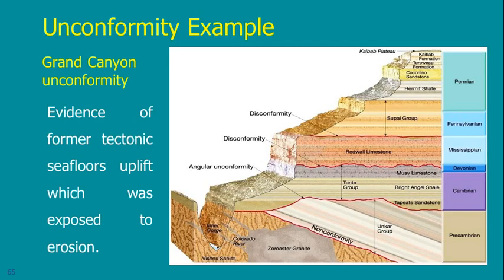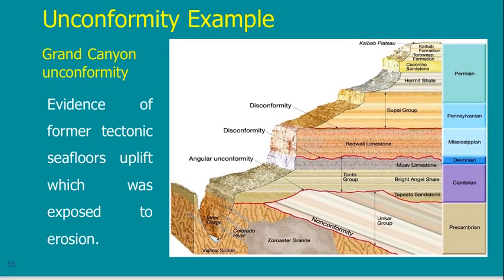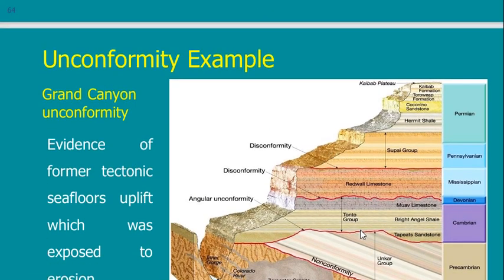Another example of unconformity is found in the United States. It's called the Grand Canyon unconformity. The Grand Canyon unconformity is very, very rich because it includes lots of unconformities. This type here is a nonconformity because this rock is igneous and this is sedimentary. So nonconformity separates igneous and sedimentary.